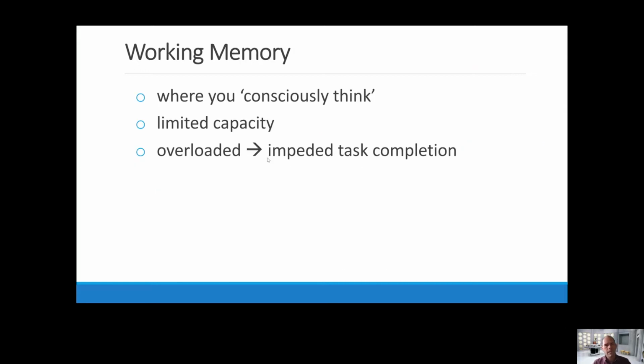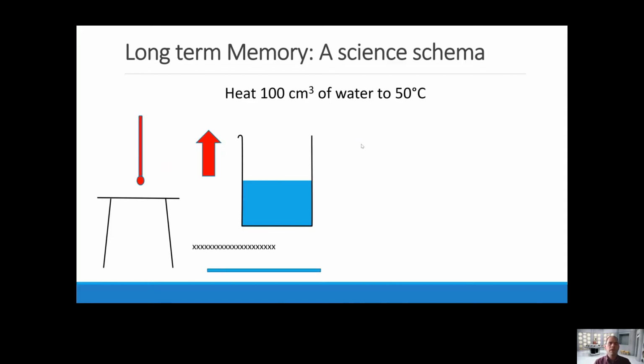So basically, this idea of the working memory as where we're consciously thinking, the key thing is its limited capacity, and if we are overloading working memory, then task completion is impeded and students aren't able to learn because they can't process the new information, the new ideas or skills that we're trying to teach them.